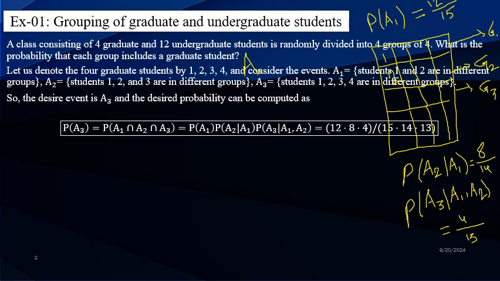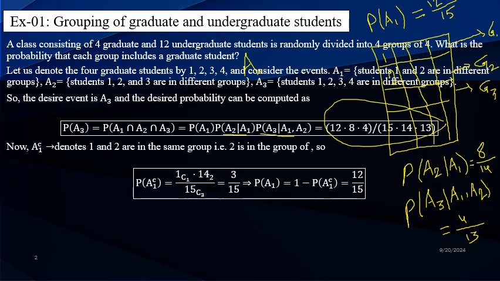That means probability of A1 intersection A2 intersection A3. So you just have to apply the multiplication rule. And here it will come as probability of A1 into probability of A2 given A1 into probability of A3 given A1 and A2. And hence this is the final answer that you have. Same answer. And the same question we had already computed in this way.